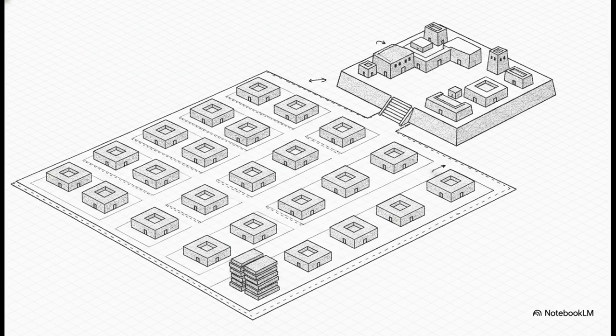But arguably the most impressive part is the plumbing. Almost every single household had private courtyards and indoor toilets with completely separate covered drainage lines. They basically ensured raw sewage never, ever mixed with fresh drinking water.